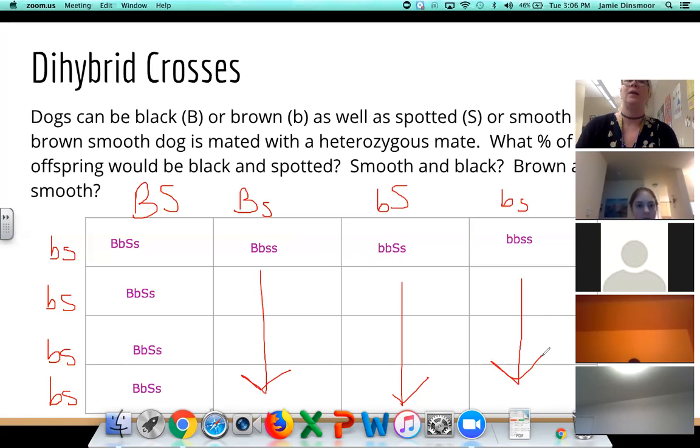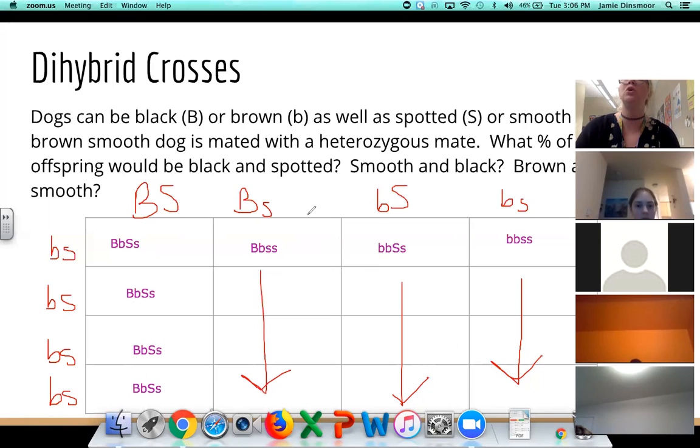In this case, right? We wanted to know what percent of the offspring would be black and spotted. Well, to be black and spotted, we need a big B and a big S. So where do we have a big B and a big S? Only in this first column, right? So 25% of our dogs would be black and spotted.